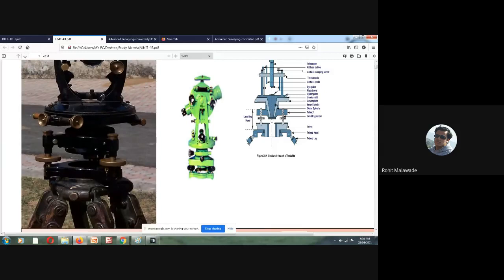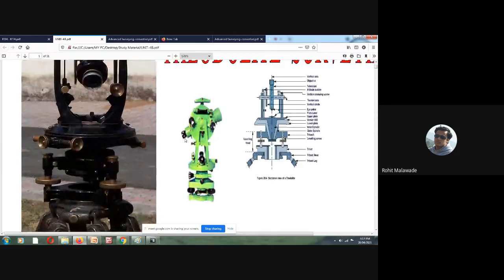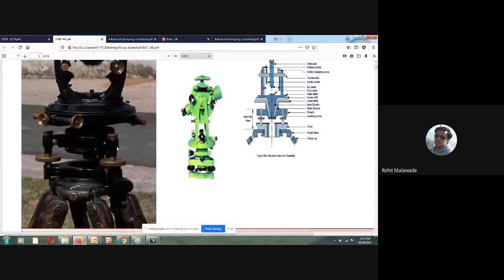Here there is one more particular part. So these are the two leveling screws. I hope you are getting it. The difference between the tripod head and the outer spindle, from this to this, we call the leveling head. Next, this particular thing we call the tribrach, which is connected to your leveling screws.